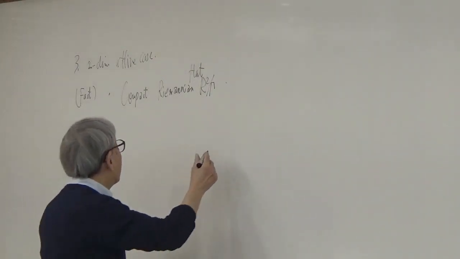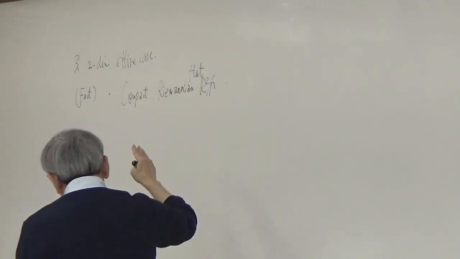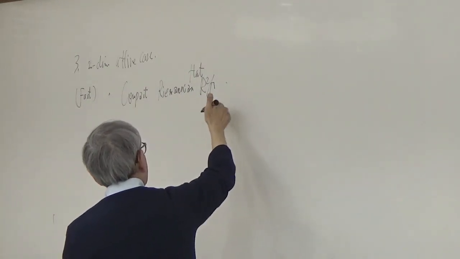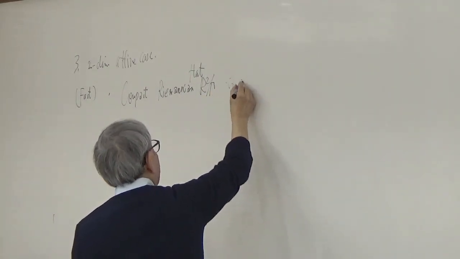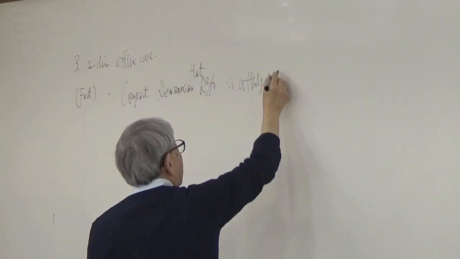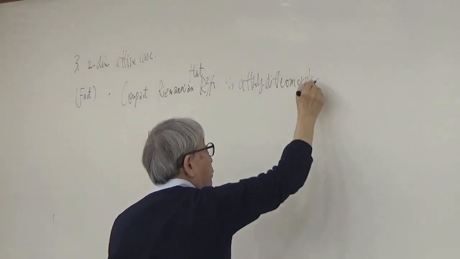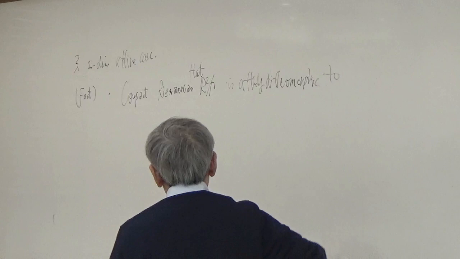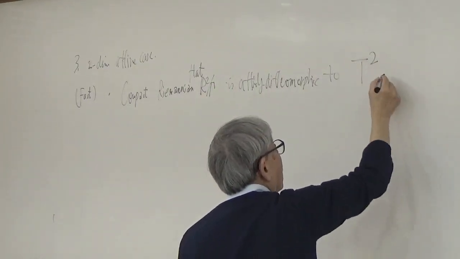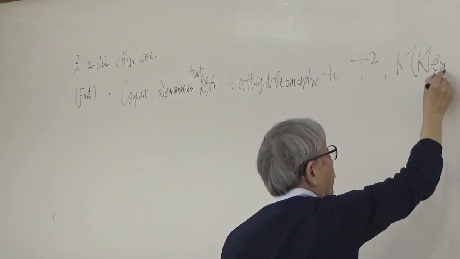But in the affine flat or Riemannian flat case, the statement is: a compact Riemannian flat manifold is affinely diffeomorphic to either the torus or the Klein bottle.